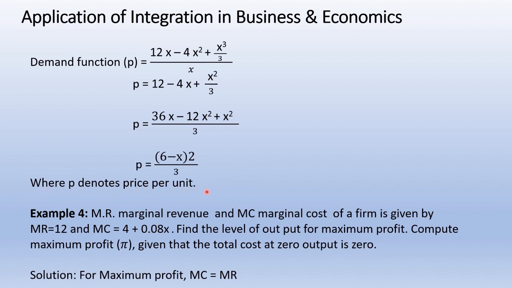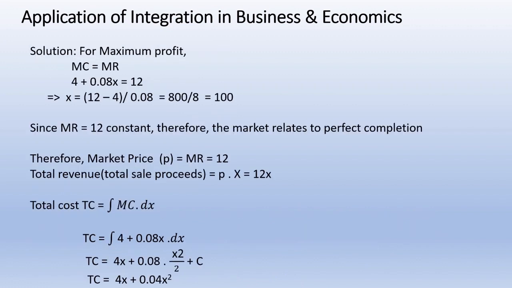Example 4. MR, marginal revenue, and MC, marginal cost, of a firm is given by MR is equal to 12 and MC is equal to 4 plus 0.08x. Find the level of output for maximum profit. Compute maximum profit, given that the total cost at 0 output is 0. Solution. For maximum profit, MC is equal to MR. Given MC and MR, equating we get x equal to 100.